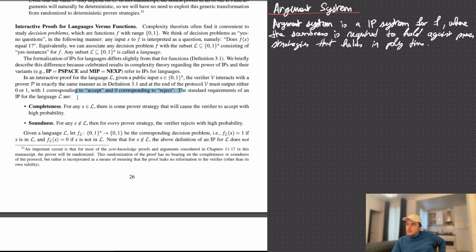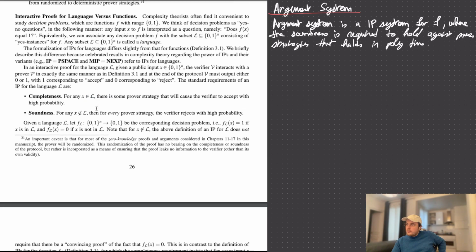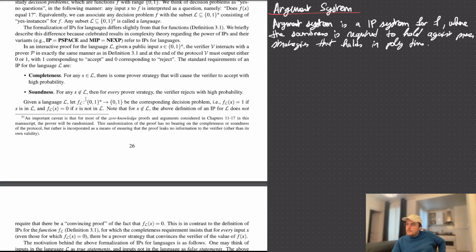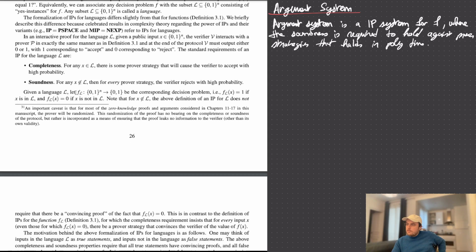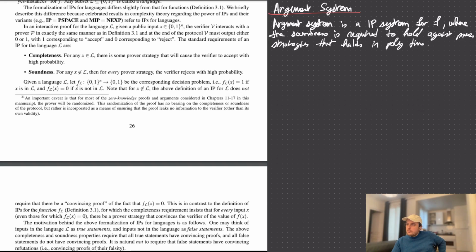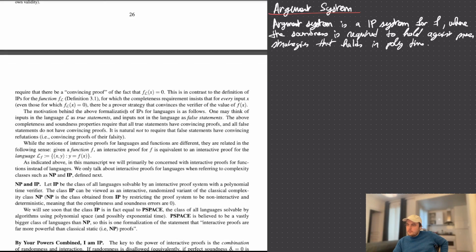The standard requirements for an IP for the language are completeness: for any x in L, there is some prover strategy that can convince the verifier. Let f_L take an input and give 0 or 1 for the corresponding decision: f_L of x equals 1 if x is in L, and f_L of x equals 0 if x is not in L. Note that for x not in L, the above definition of an IP for L does not require a convincing proof.